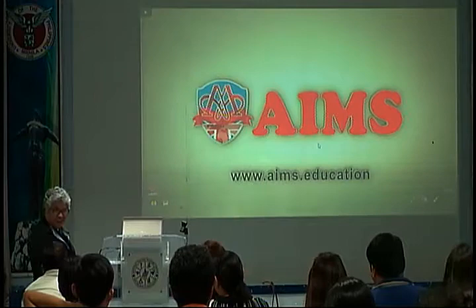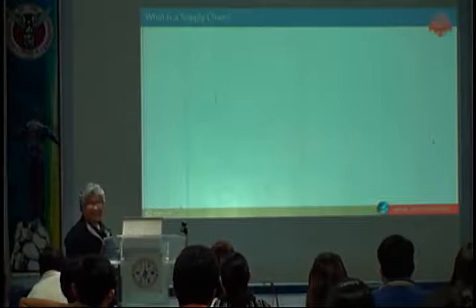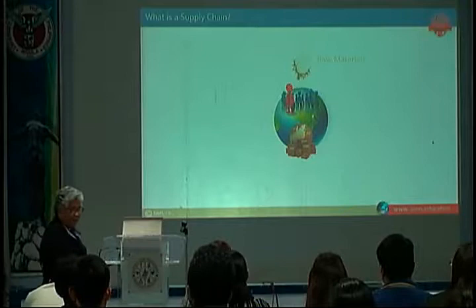What is a supply chain? A supply chain is a global network used to deliver products and services from raw materials to end customers through an engineered flow of information, physical distribution, and cash.